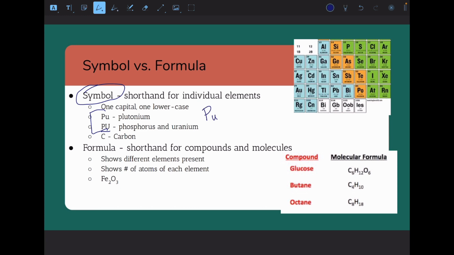Another hard one that we have is you guys will see this and you'll go, is that Ci or is it Cl? So sometimes I will write Cl for chlorine with a cursive L. And then a formula is a shorthand for a compound or a molecule. They show the number of atoms of each element. So this right here, Fe2O3, there are 2 irons and 3 oxygens. The little numbers only apply to the element that comes in the front of them.